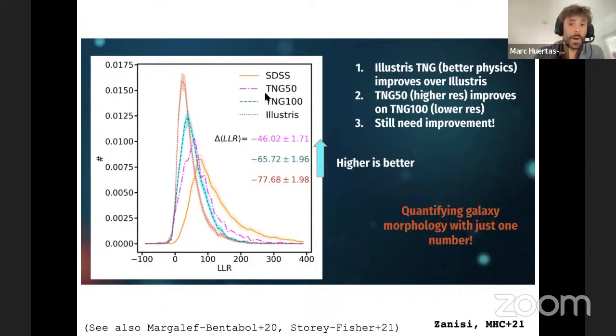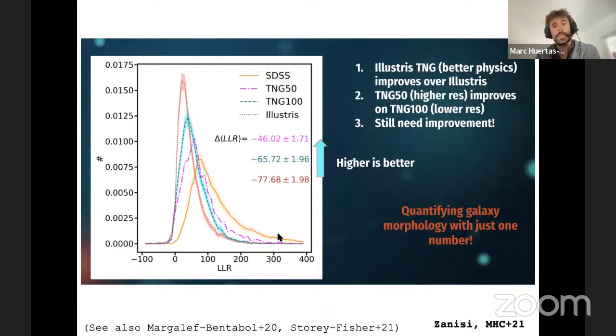The best one is the one which has higher resolution, which is the same model, but with better spatial resolution. So you see that models are getting better at reproducing the morphology, and you can measure this without any a priori knowledge, just by throwing in the pixels. But one thing you can see as well is that none of the models completely matches the Sloan data. So a neural network is able to tell you, wait, these images are similar but are not the same.